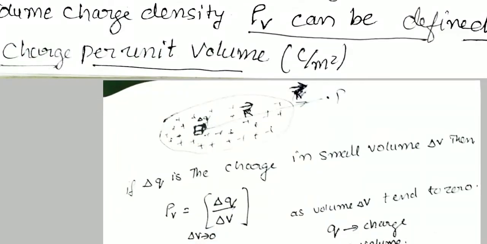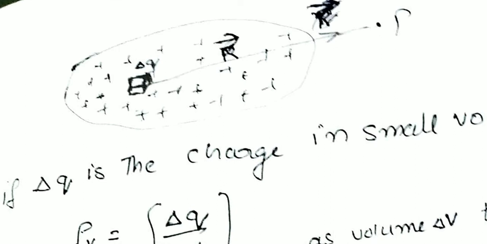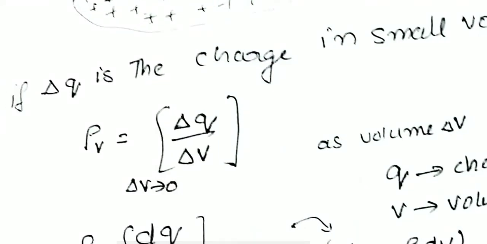Now let us consider a small volume, an irregular shape, in which our charges are distributed. Let us consider a small volume space, and that space occupies a charge dq. So dq is the charge in a small volume delta v. Then the ratio of charge per volume is nothing but the charge density. Charge density is equal to delta q by delta v.